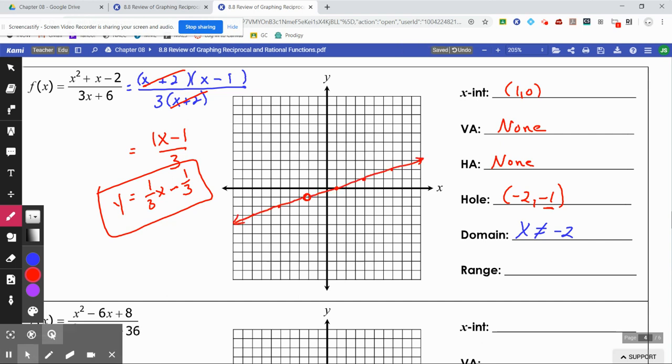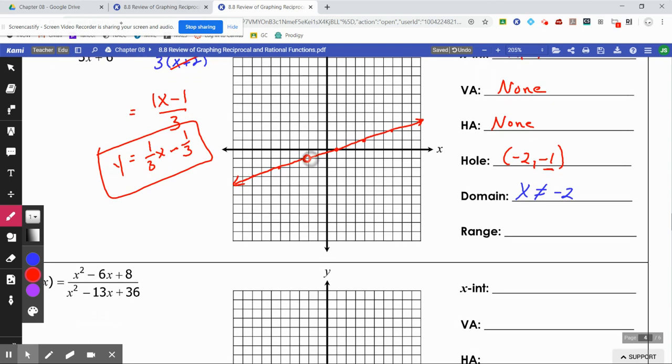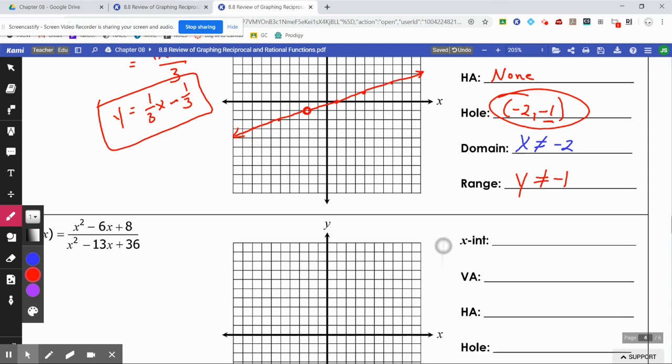Now, unlike a line, the range values will have an excluded value because it's a line with a hole in it. So y will never equal negative 1 because of the hole at negative 2, negative 1.